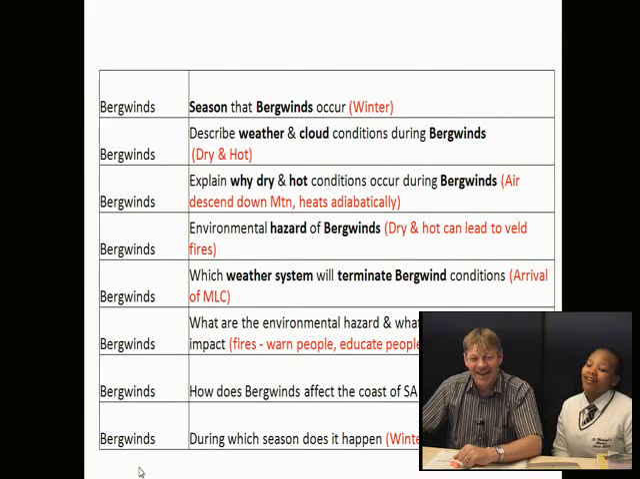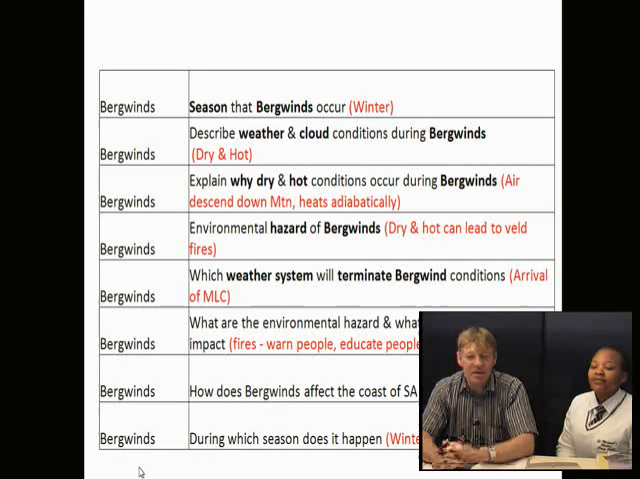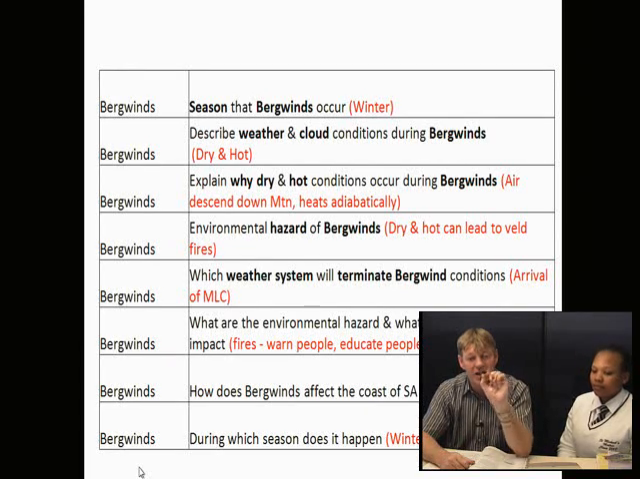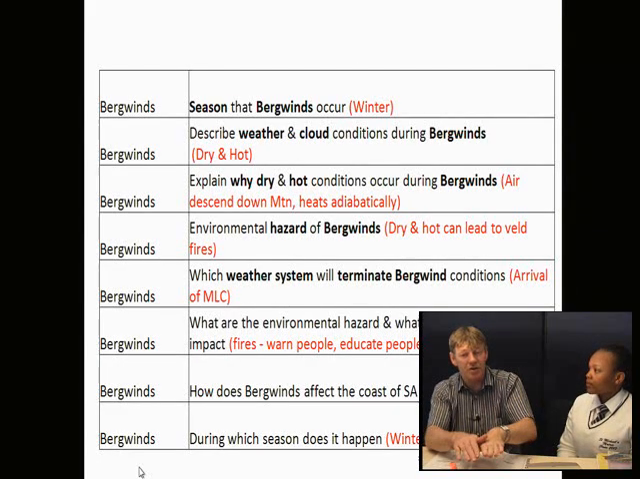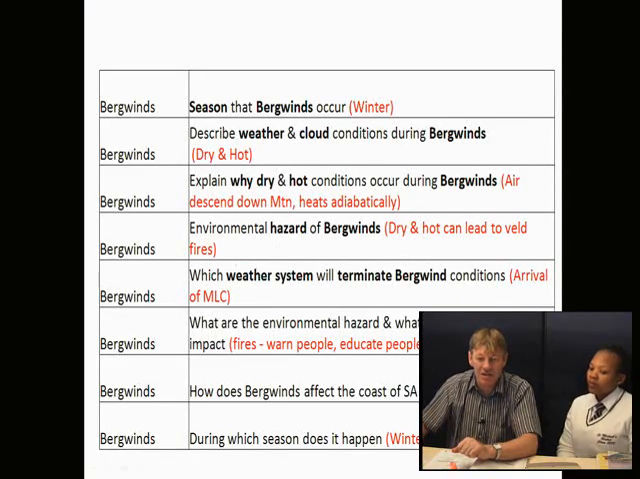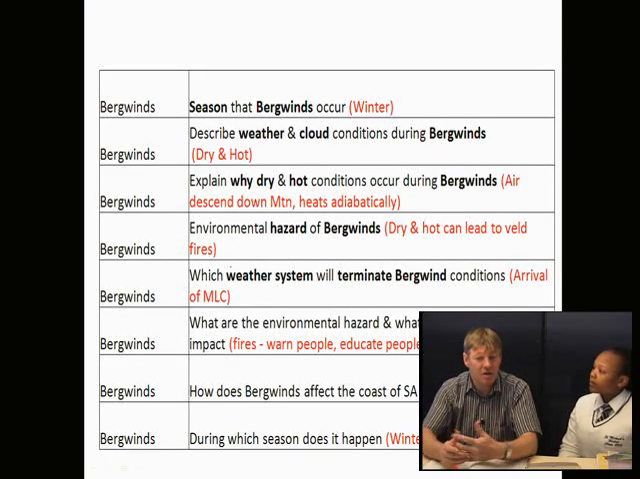Well done, Nkuli. And then regarding berg winds, the season that the berg winds occur, we discussed that. That's during winter months. And then the weather conditions that you experience, remember we said it's dry and it's hot. Then explain why dry and hot conditions occur during berg winds. It is because the air descends down the mountain, it heats adiabatically. That just means that it heats more or less at 0.65 degrees Celsius per 100 meters as it goes down. Then we said the environmental hazards of berg winds are dry and hot conditions that can lead to veld fires. You can recall that.